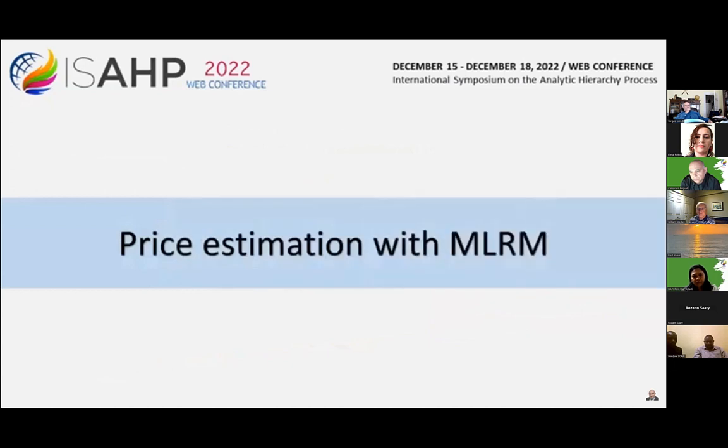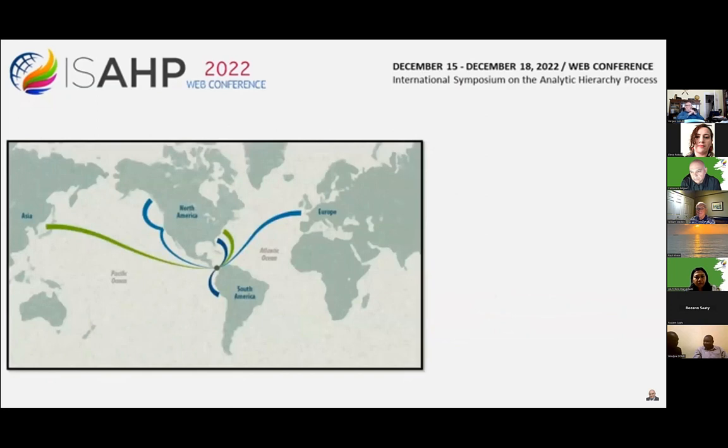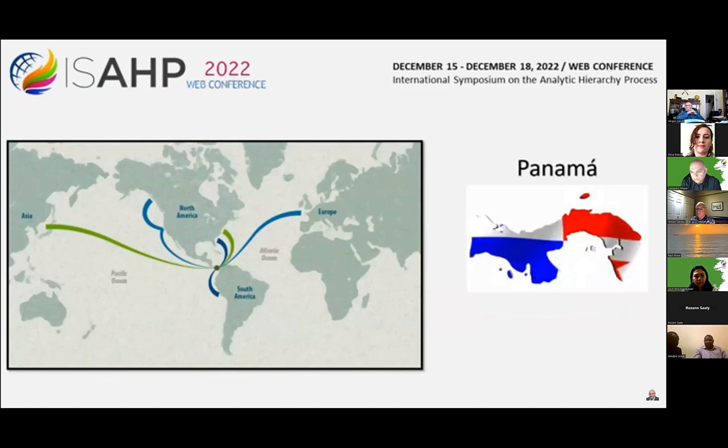Price estimation with MLRM. It is very important to contextualize from a geographical point of view the location of the appraisable properties, starting with the country. The Republic of Panama is located in Central America, has an area of 75,517 square kilometers, of which more than 3,000 kilometers are coasts, both in the Atlantic and the Pacific Ocean.